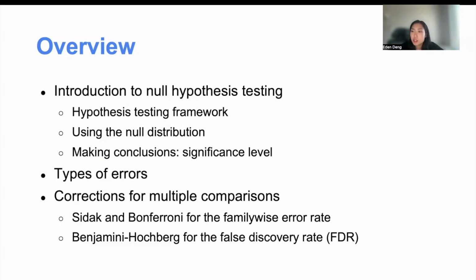Then a very important topic is the different types of errors that we can make in hypothesis testing, particularly in the case of multiple testing. So we'll talk about some common approaches to controlling these types of errors when we have multiple comparisons. So we'll cover the Sidak and Bonferroni corrections and the Benjamini-Hochberg correction for the false discovery rate. There's a lot of important concepts here that will be useful, not just in bioinformatics, but really any kind of statistical testing that you might be doing in the future.